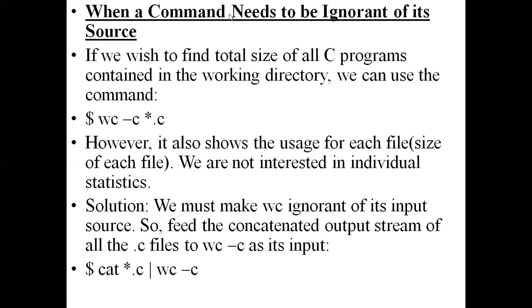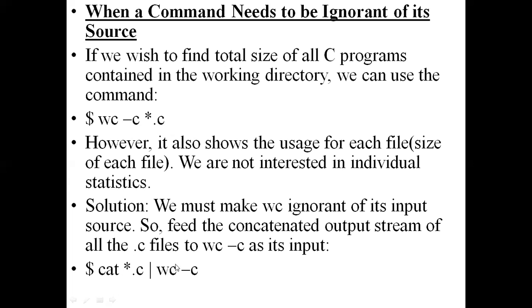So it should not know the input source. So we feed the concatenated output stream of all the .c files to wc -c as its input. As you can see, first we will display all the files which end with .c extension. All those files will be given as input to your word count. In such a case, all these files will be taken as a single input by your word count. Thereby, you will be getting the total size of all C programs present in the current working directory.